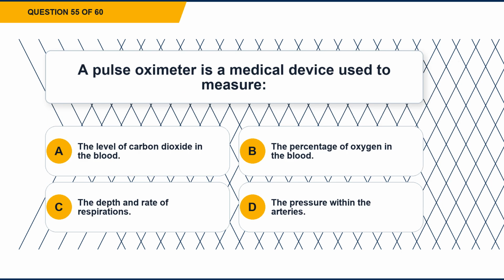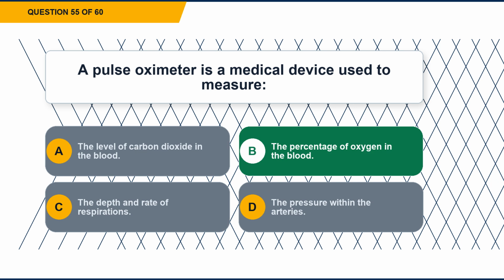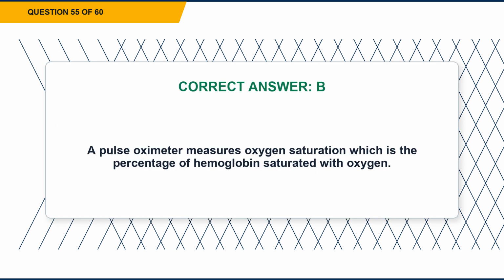Question 55. A pulse oximeter is a medical device used to measure. Option A. The level of carbon dioxide in the blood. Option B. The percentage of oxygen in the blood. Option C. The depth and rate of respirations. Option D. The pressure within the arteries. The correct answer is option B. The percentage of oxygen in the blood. Explanation. A pulse oximeter measures oxygen saturation, which is the percentage of hemoglobin saturated with oxygen.